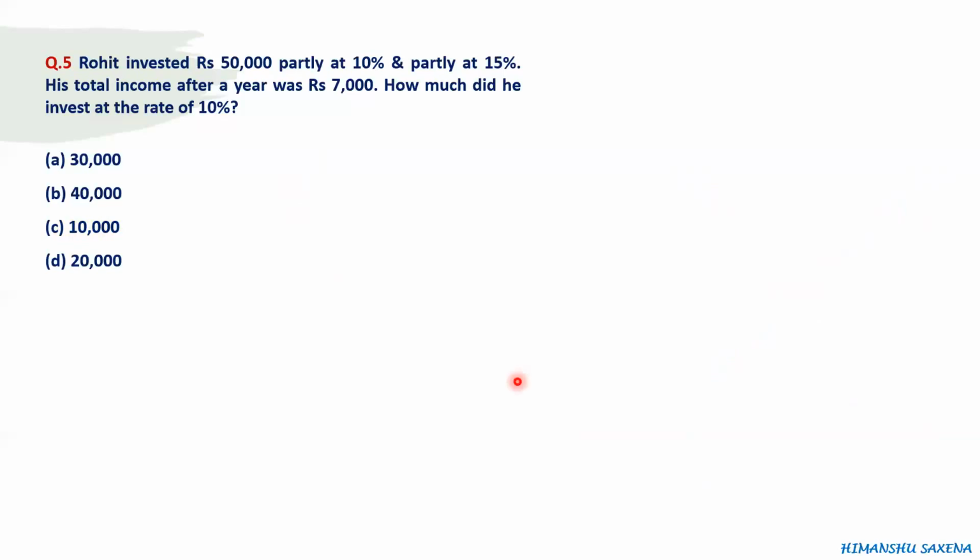Again, we will use the options to see how to solve this question. Let us say these were the amounts which were invested at 10%, and the rest of the 50,000 was invested at 15%, right? So let's calculate 10% of these numbers. 10% calculation is very easy, so we will use this method. If you had invested 30,000 at the rate of 10%, your interest after 1 year would be 3,000. If you had invested 40,000, the interest would be 4,000. For 10,000, it would be 1,000, and for 20,000, it would be 2,000 rupees.